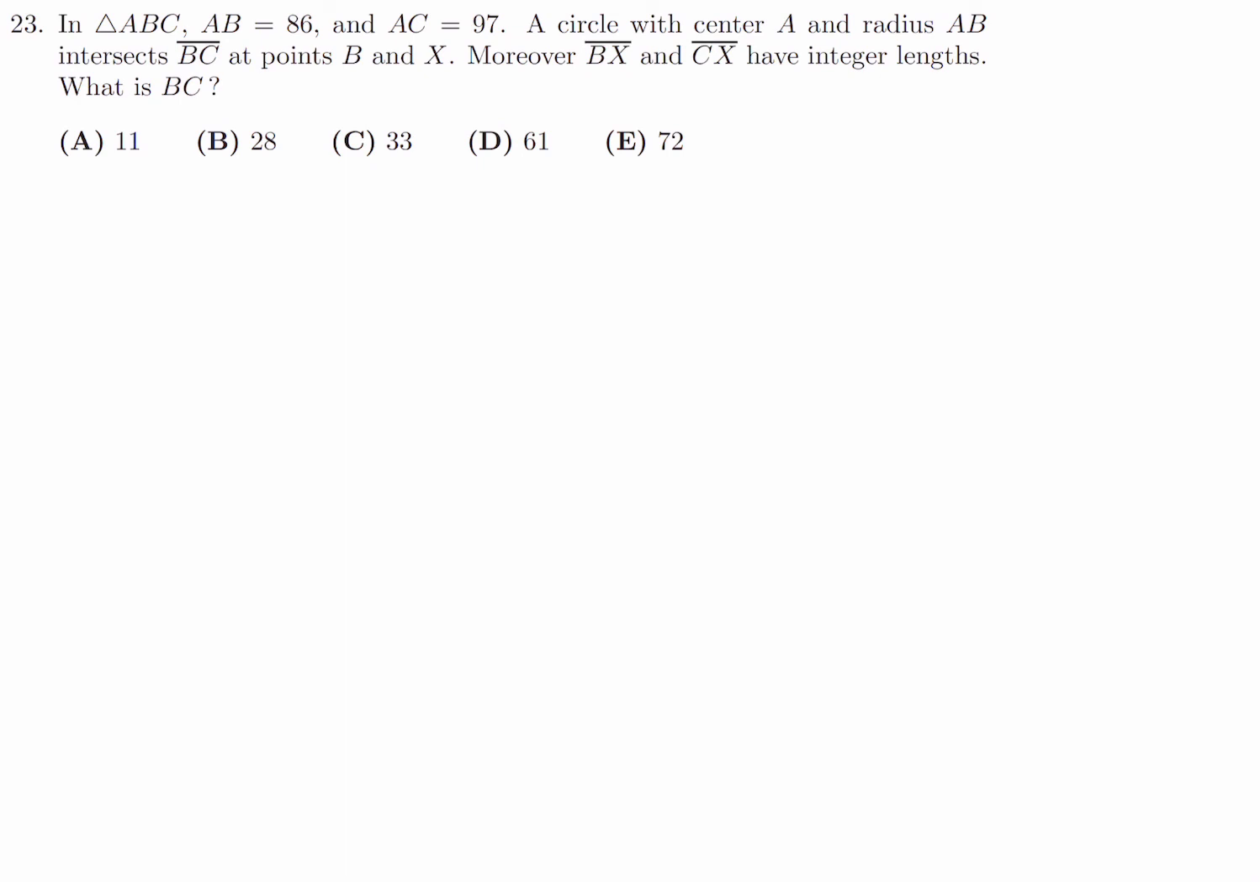In triangle ABC, AB is 86 and AC is 97. A circle with center A and radius AB intersects BC at points B and X. Moreover, BX and CX have integer lengths. What is BC?